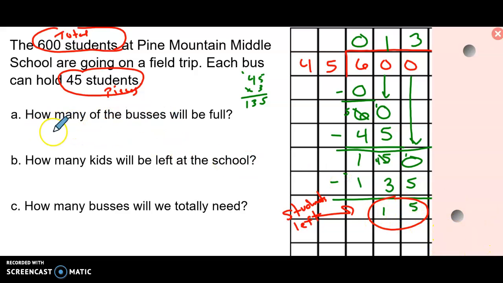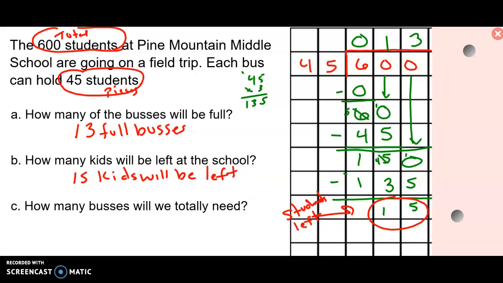So I'm going to have 13 full buses. But how many kids are going to be left at the school? 15 kids will be left. We don't want to leave them. So how many buses will we totally need? Well, 13 are full. I'm going to have 15 kids left over. I'm going to need another bus. So we will need 14 buses.